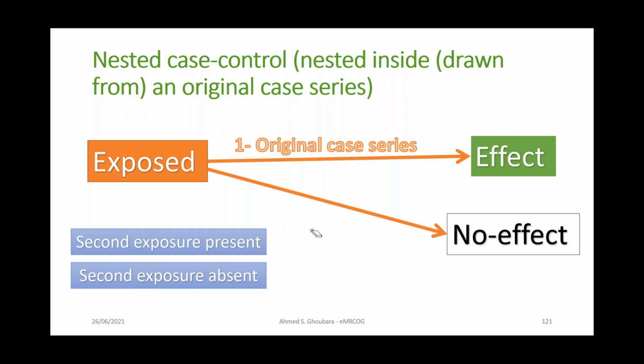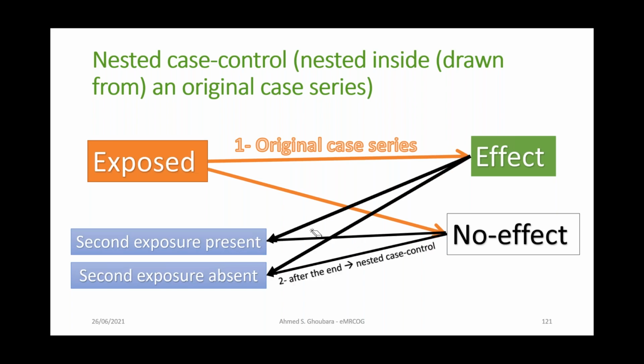some group undergo two studies. So this is the first study, the original case series study. Some women got cancer, some women didn't get cancer. You need to get back in time to see whether there was an exposure of interest, HRT, they were using or not. So you get back in time after the end to do a nested case control.